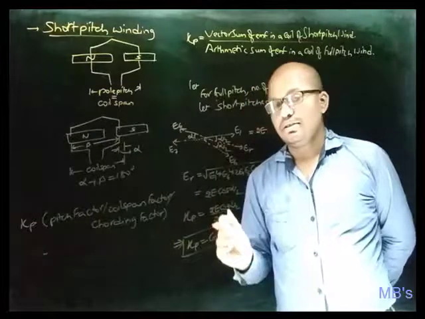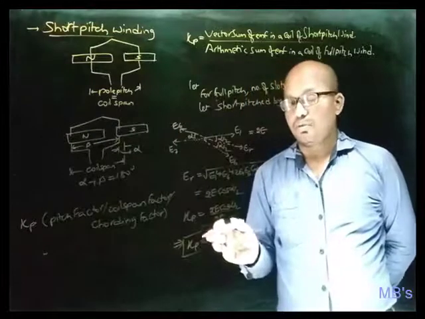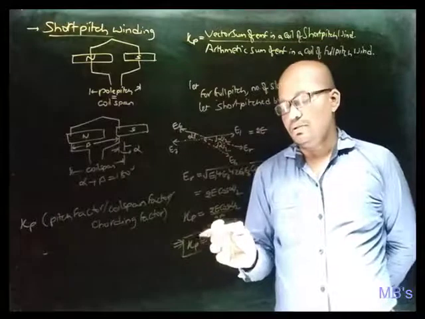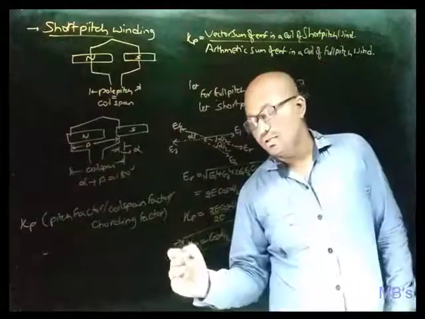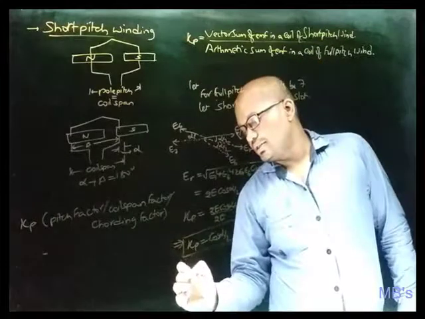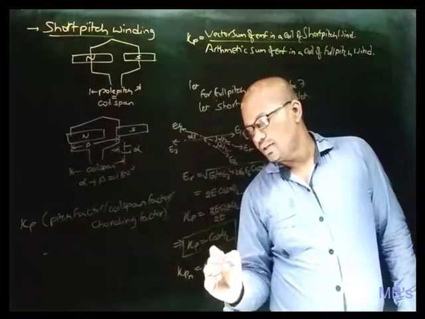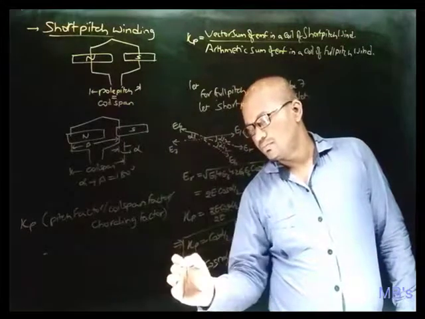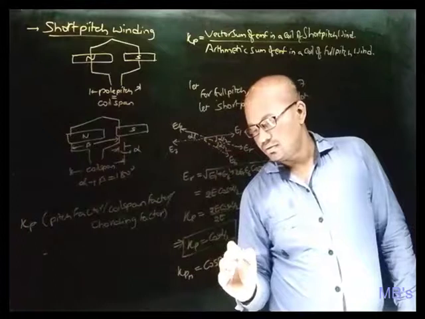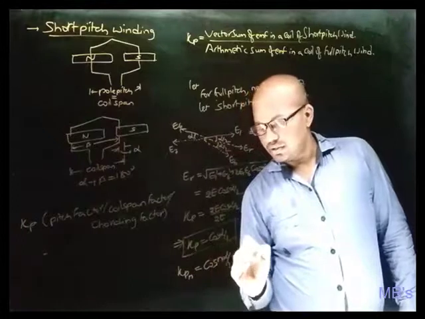So this is the pitch factor formula. Kp is equal to cos alpha by 2. And for nth order harmonic, pitch factor is given by cos n alpha by 2, for nth harmonic.